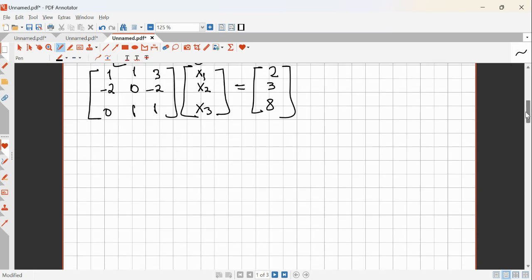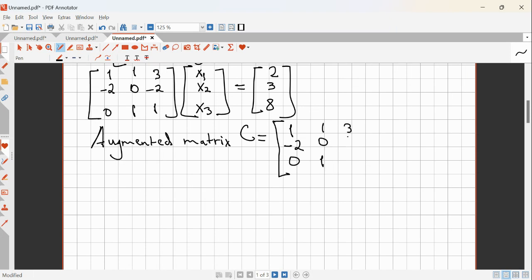Let's write it in augmented matrix form. Augmented matrix, which is matrix A with the column B. We also can call this matrix non-homogeneous. All right, so let's do some row operations to get more zeros and get our values for our variables.